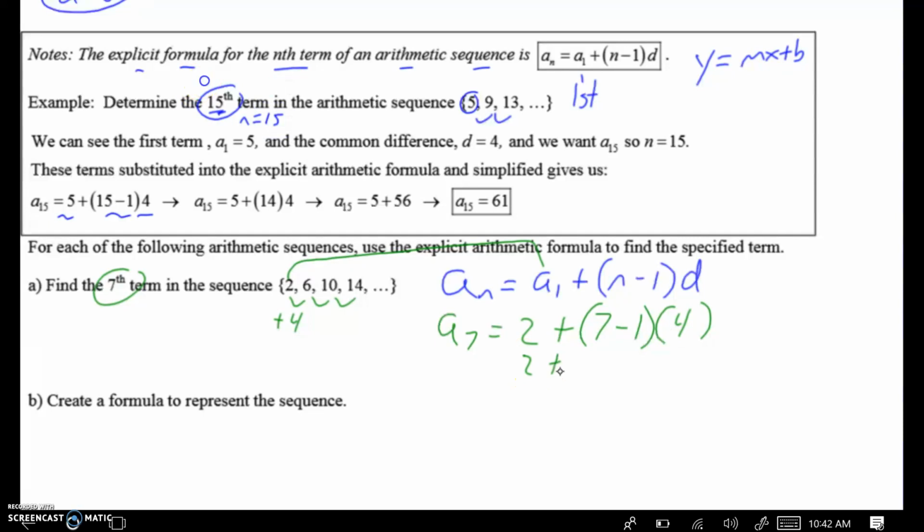And just work this math out a little bit. So 7 minus 1 is 6. And 6 times 4 is 24. And 2 plus 24 is 26. So the 7th term of the sequence is 26. And if I keep doing plus 4, plus 4, plus 4 till the 7th term, I would get 26.